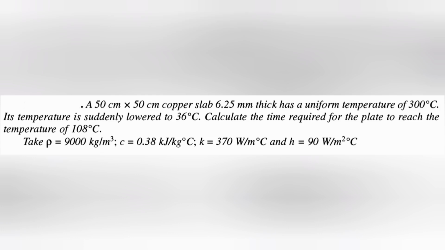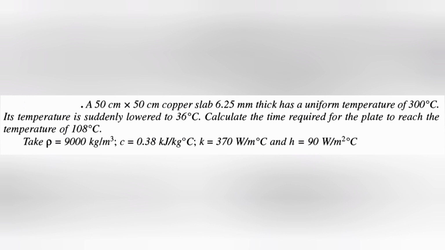This is a practice problem from the topic lumped analysis from Module 1. Let me read the question. A 50 centimeter copper slab of 6.25 mm thickness has a uniform temperature of 300 degrees Celsius. Its temperature is suddenly lowered to 36 degrees Celsius. Calculate the time required for the plate to reach the temperature of 108 degrees Celsius.